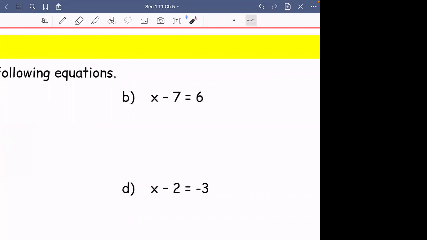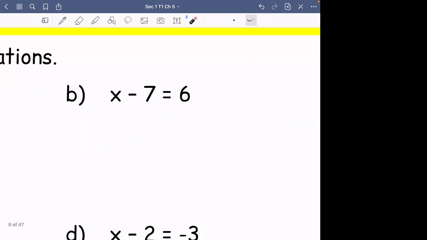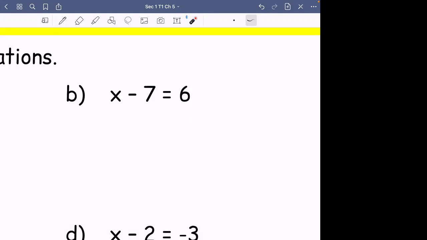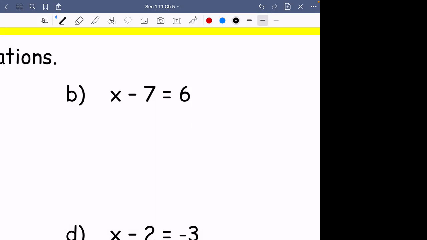So Matthew, since you're tied with Tisha with the second highest, what's letter B? You say the answer. x equals 13. So x is equal to 13. Very good. Correct. Because 13 minus 7 is 6. So that's it.